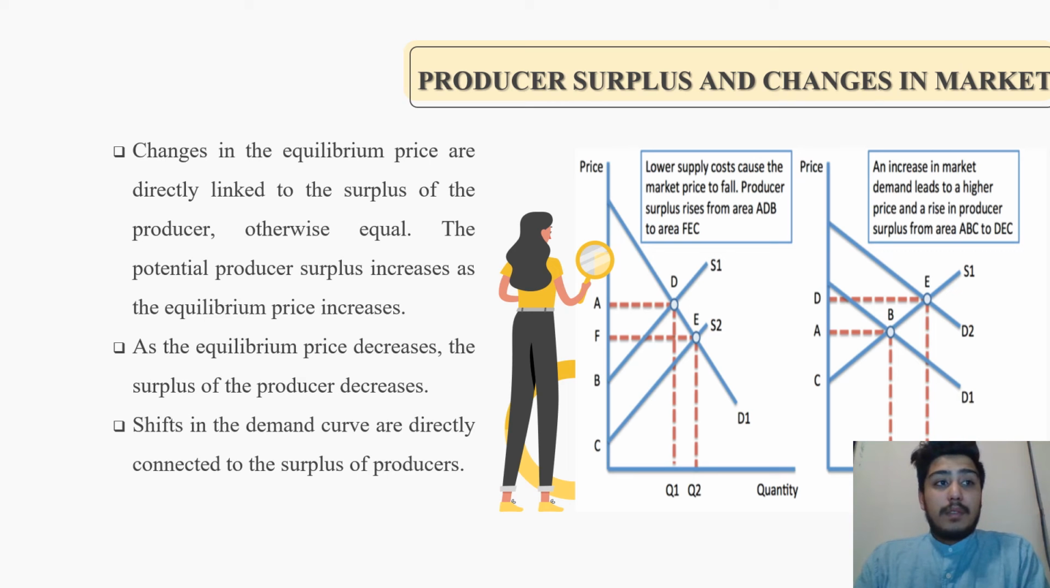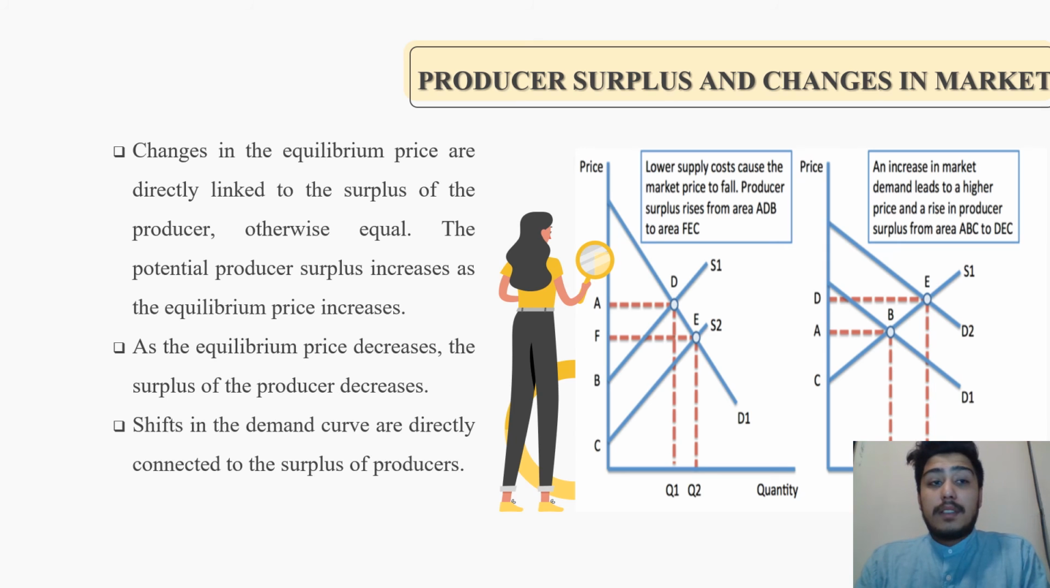In our first example, we can see the shift of the supply curve, for example caused by a fall in the price of a component or wages. Lower supply costs cause the market price to fall and the equilibrium quantity to expand from Q1 to Q2. The original price was A, and after the fall in supply cost the price is F, and the producer is selling Q2.